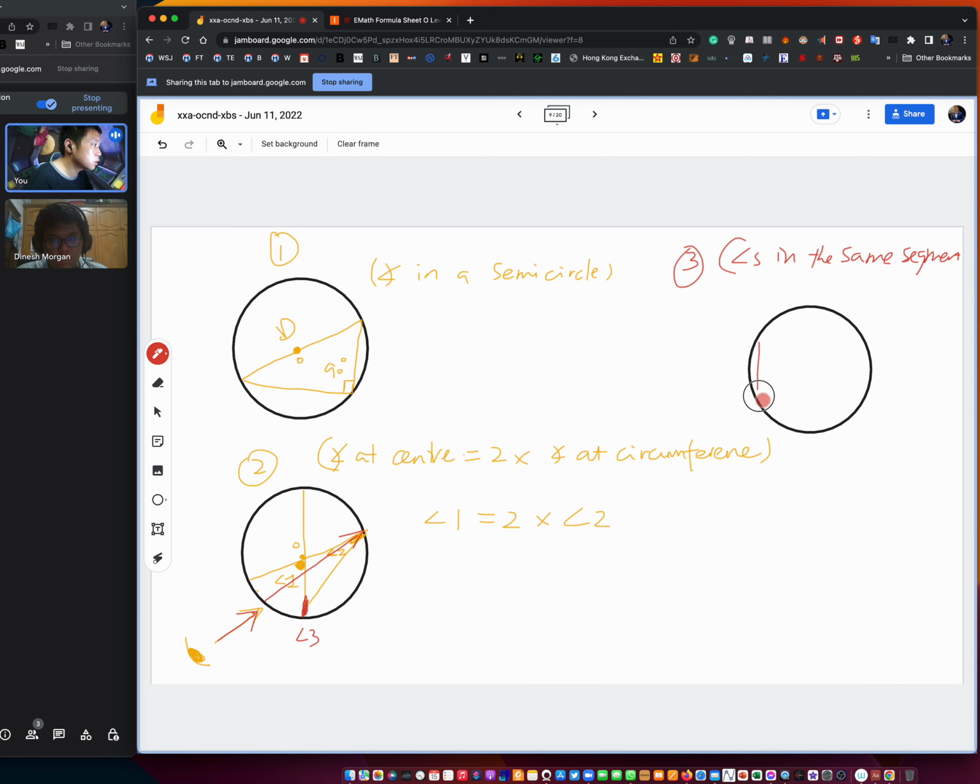This one has nothing to do with the center. So I just use a different color to color it, so you know.